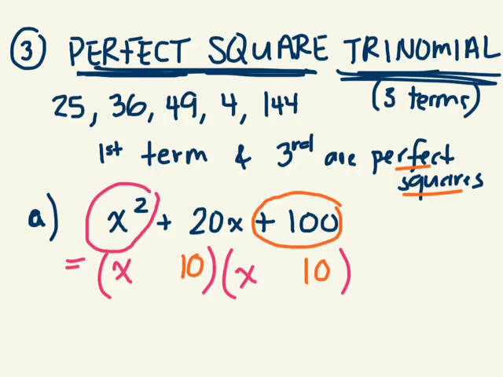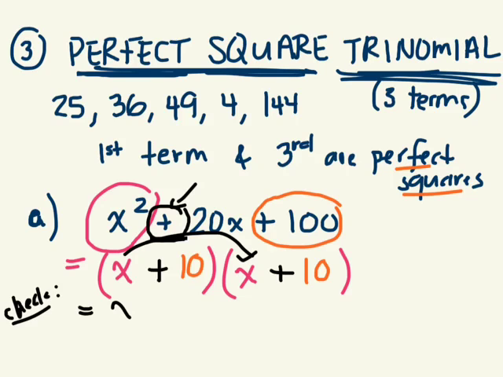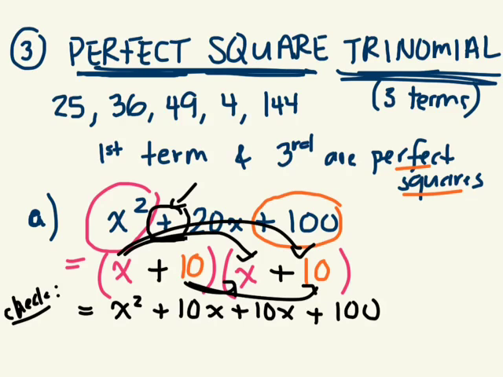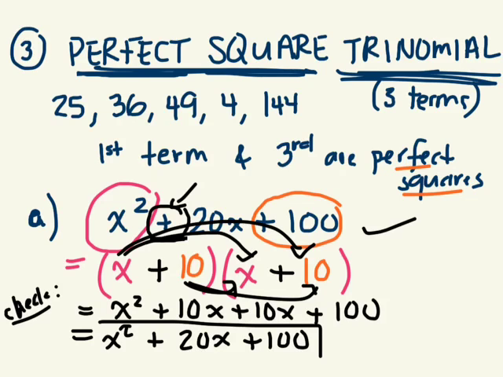If the operation is plus something, then both are going to be positive. If this was a negative, both factors will be negative. Okay? You'll see that when we actually expand this, x times x squared, x times 10, 10 times x, and then 10 times 10. The reason the 20 is there is because when we simplify this, it's x squared plus 20x plus 100. We got the same answer. That's how you can check it.